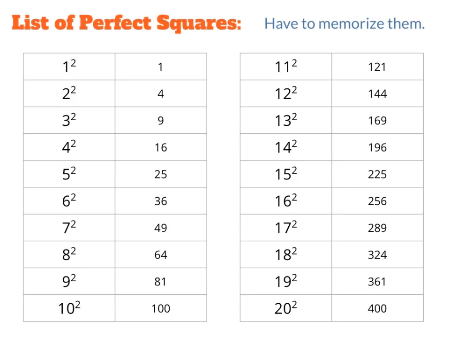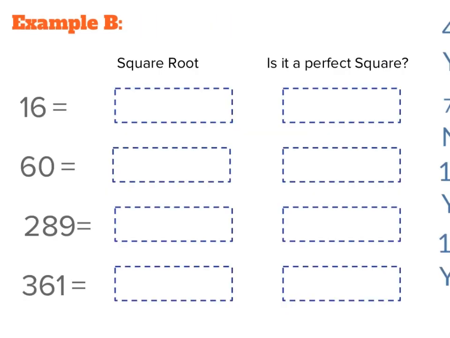Now let's go ahead and take a look at them put into practice. So here at example B, I've got several numbers down my left-hand side, and I'm going to determine what the square root is and is it a perfect square. So 16, what is the square root of 16? 4 times 4 is 16, so I know my square root is 4. And is it a perfect square? I don't see any fractions, I don't see any decimals there, so it is an integer, so yes, it is a perfect square.